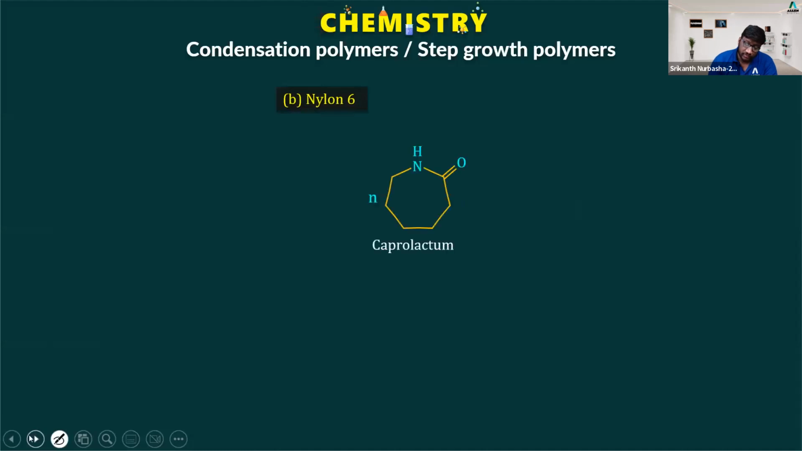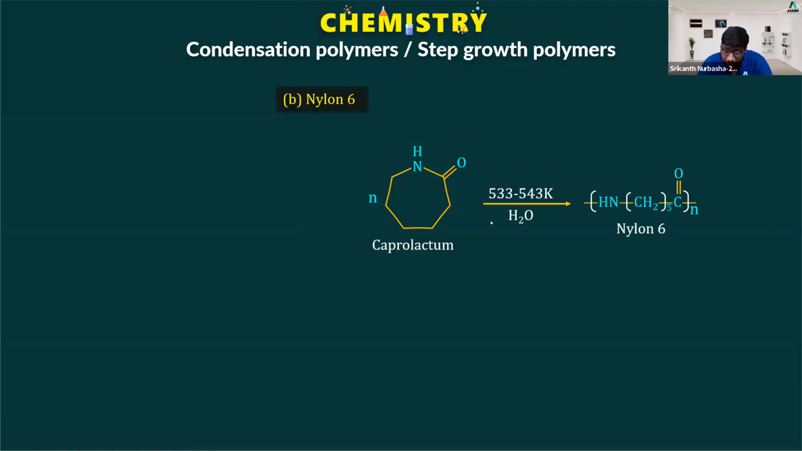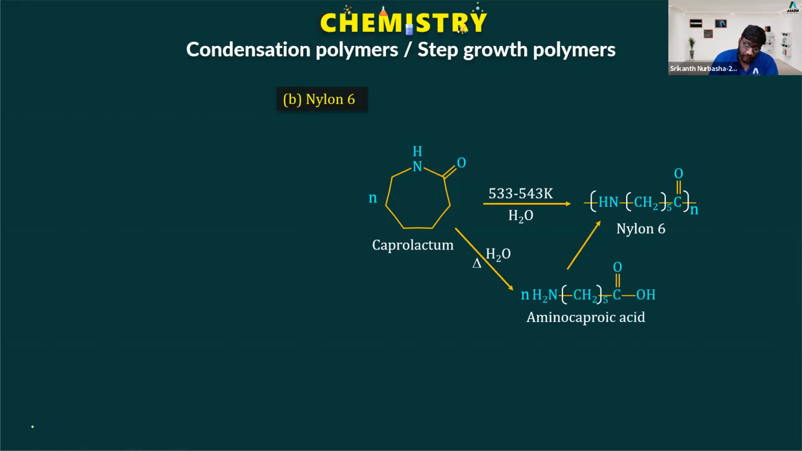Nylon 6 is actually obtained by the heating of caprolactam in the presence of water. So whenever caprolactam is heated to 533 to 543 Kelvin in the presence of water, it forms nylon 6. How is this reaction going to happen? It will first form amino caproic acid. How is this amino caproic acid going to be formed?